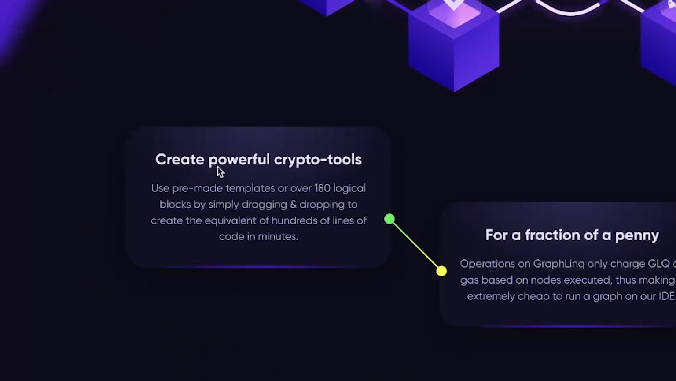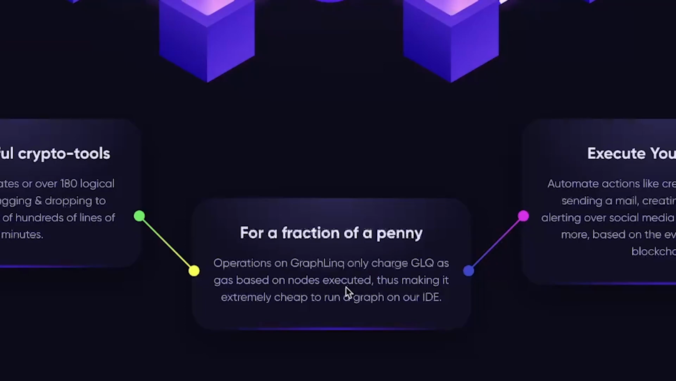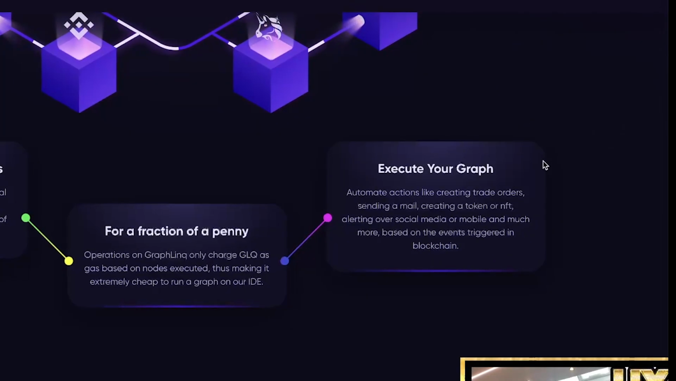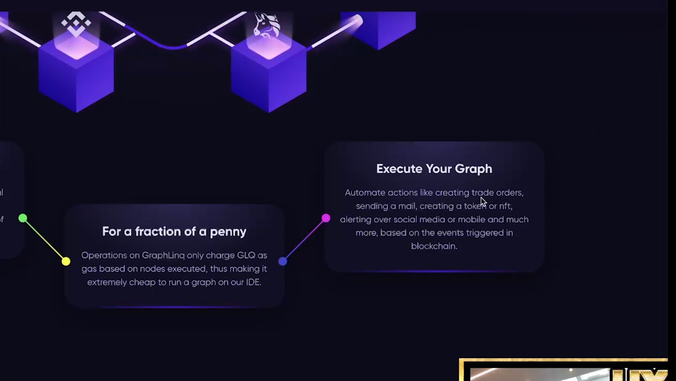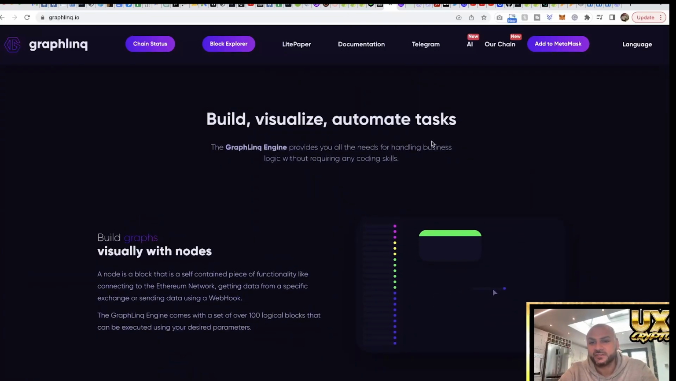So what can you do? Create powerful crypto tools, use pre-made templates of over 180 logical blocks by simply dragging and dropping. That is great. Two, create the equivalent of hundreds of lines of code in minutes, for a fraction of a penny, so it's basically really cheap to even create these as well. Execute your graph, so automate actions like creating trading orders, sending an email, creating a token or an NFT, alert over social media, loads of different things, right? Really cool. So build, visualize, and automate tasks.